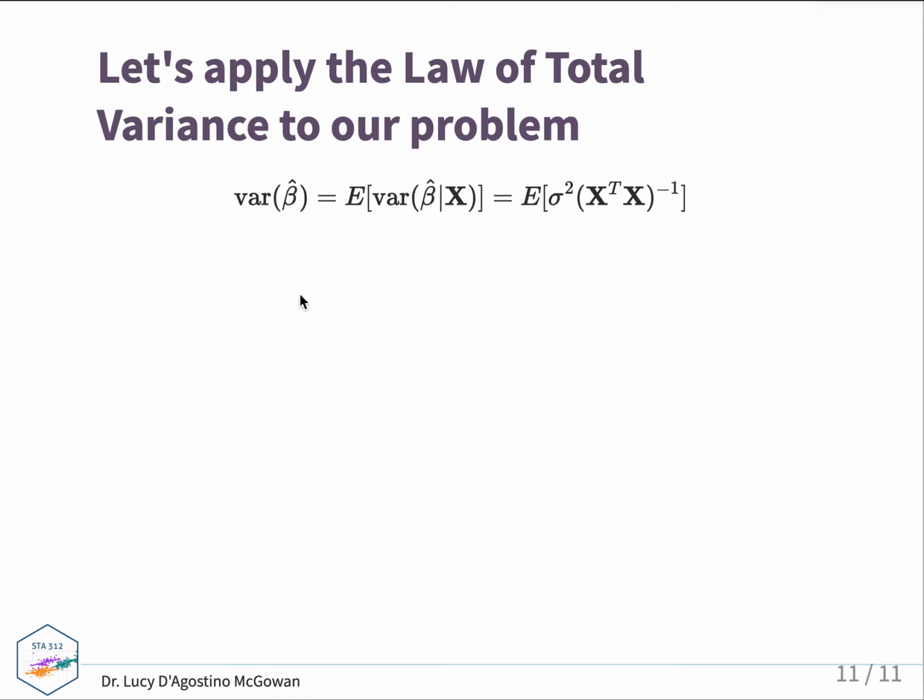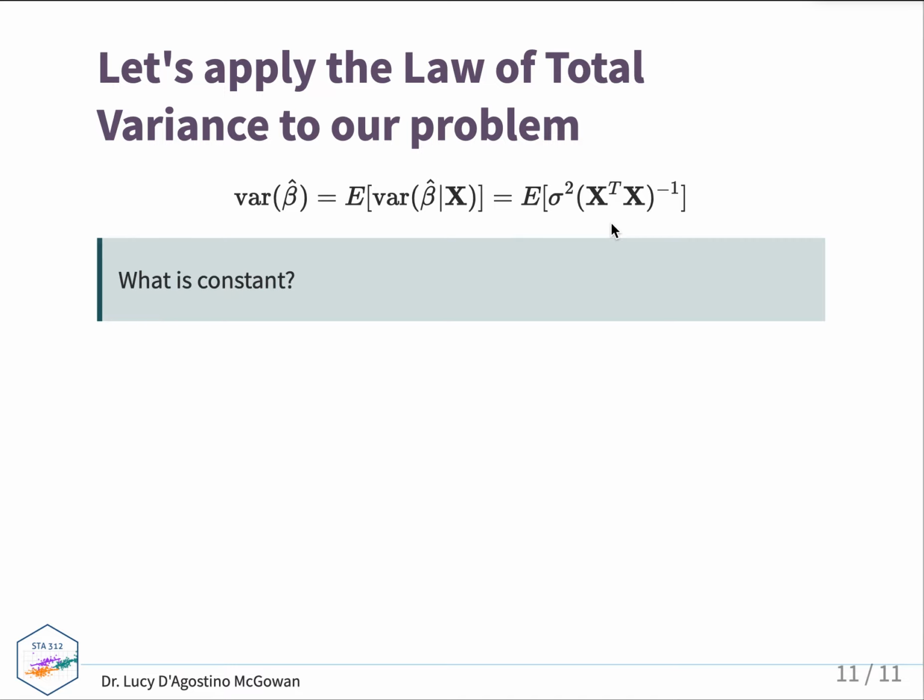So we know that the variance of beta hat is equal to the expectation of the variance of beta hat given x, which is equal to the expectation of sigma squared times x transpose x inverse. Again, what is a constant here? It turns out everything here is constant, and so we can redefine this as: the variance of beta hat is sigma squared times x transpose x inverse.